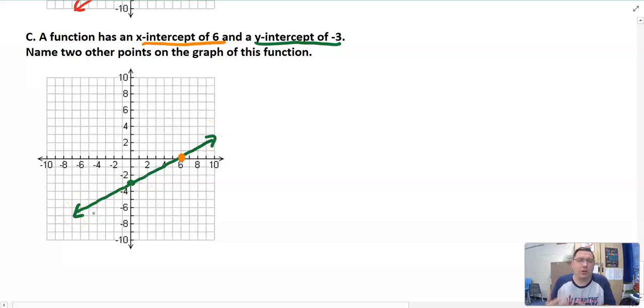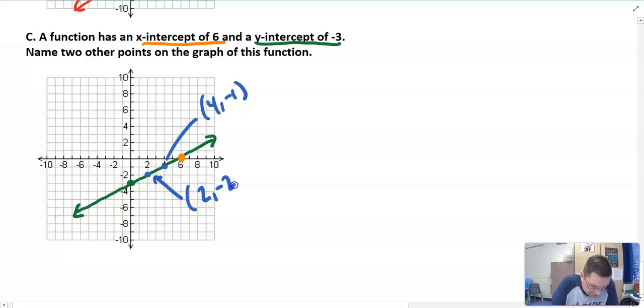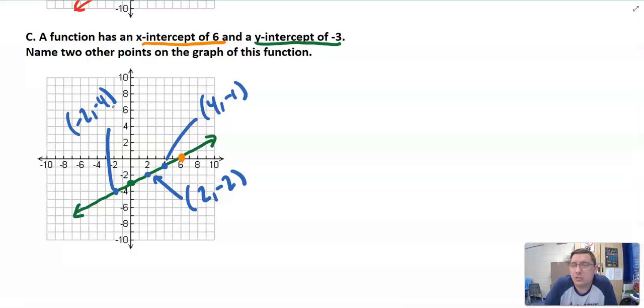And so we're looking for 2 other points that I can easily tell where they are at. And so when we look, I can see, oh, look, it goes through this corner right here. Well, that point is at 4, -1. I can also see that it goes through this corner. And that point is at 2, -2. And if we wanted more, we could talk about this one here at -2, -4. So we can list multiple points off this line. We can list points that are decimals or fractions. It's just how complex do you want to get in determining 2 points that happen to be along this function.